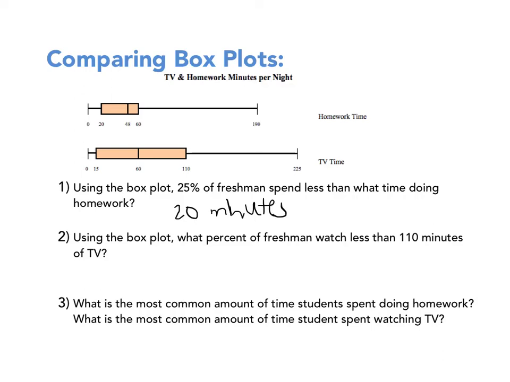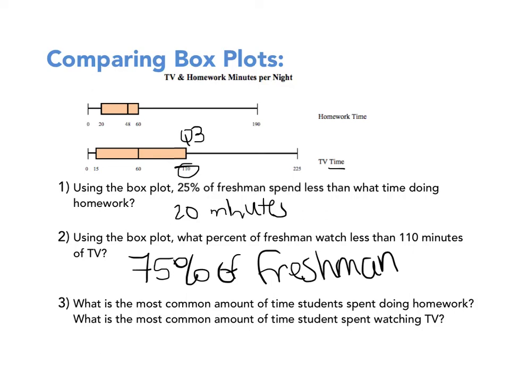Number 2 is, using the box plot, what percent of freshmen watch less than 110 minutes of TV? So I see 110 minutes of TV time right here, and I know that this is Q3, and if each of these pieces is 25%, that is 75% of freshmen.